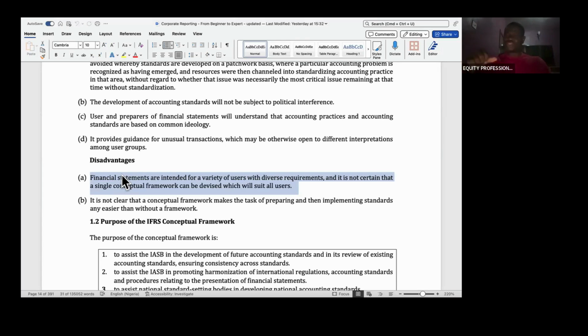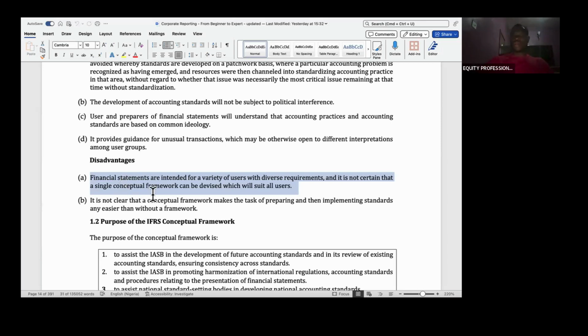It might not meet all their needs because there will be some countries where their economic environment is peculiar and it will be different from others. So there will still be this gap that the IFRS will not be able to meet all their reporting needs. It's possible. So it's a drawback and can stand as a disadvantage of this conceptual framework.